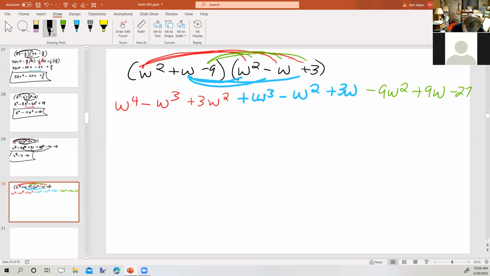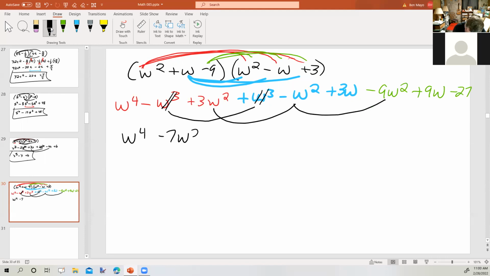Now, combining like terms, I have w to the 4th power, minus w cubed plus w cubed would be 0w cubed, so I don't need to put anything there. 3w squared minus 1w squared is 2w squared. Minus 9w squared is minus 7w squared. 3w plus 9w is 12w, and then minus 27.